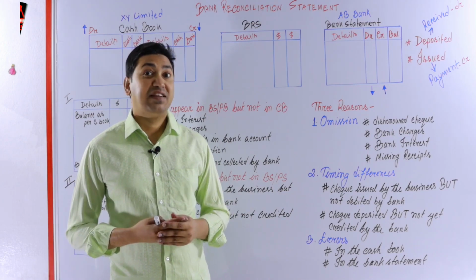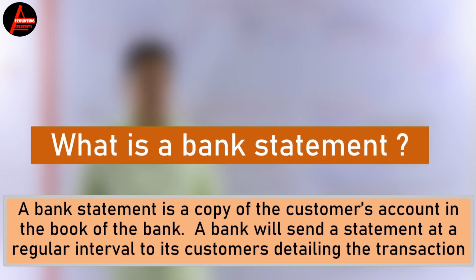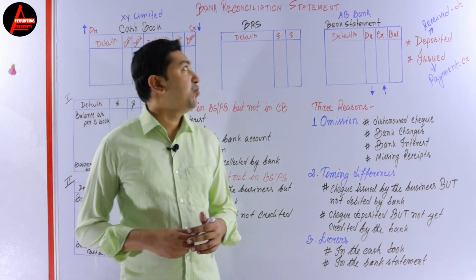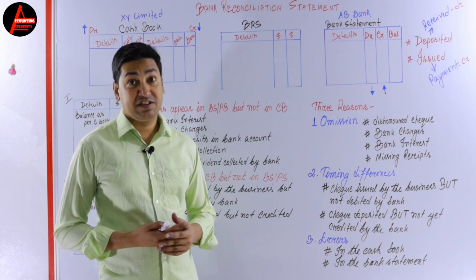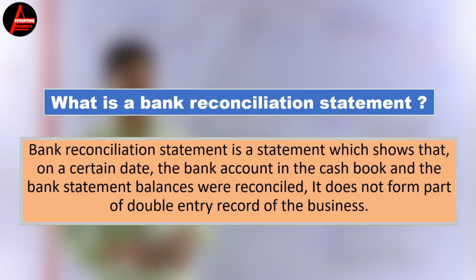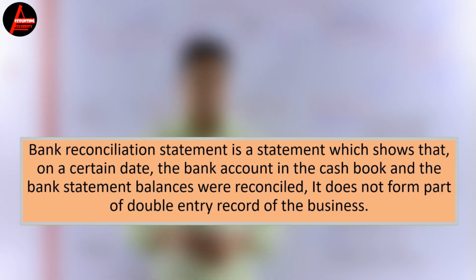And what is a bank statement? A bank statement is a copy of the customer's account in the books of the bank. A bank will send a statement at regular intervals to its customers detailing the transactions. Now, what is a bank reconciliation statement? It is a statement that shows that on a certain date the bank account in the cash book and the bank statement balances were reconciled. It does not form part of the double entry record of the business.